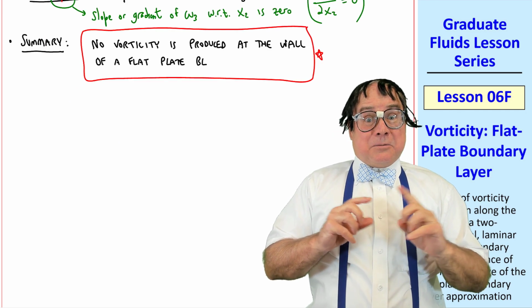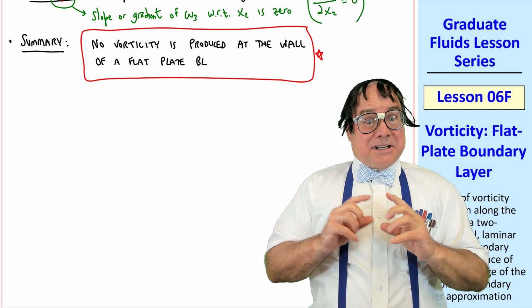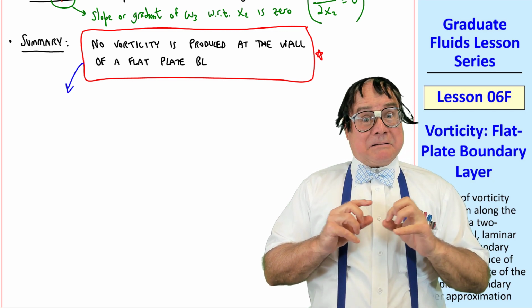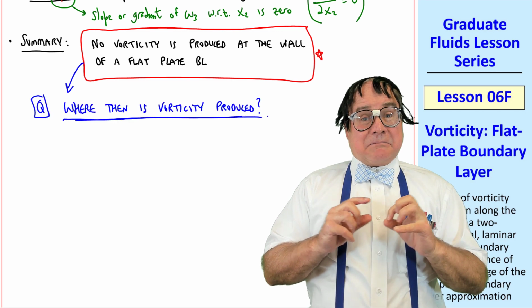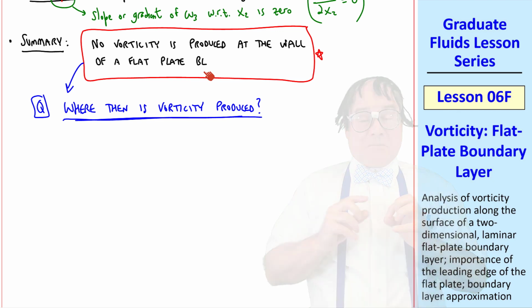But sir, we know that there's vorticity in the flow, so where does it come from? That's a good question, Ned. Where then is vorticity produced? We don't seem to have a mechanism of producing vorticity, yet we know there's vorticity in the flow.